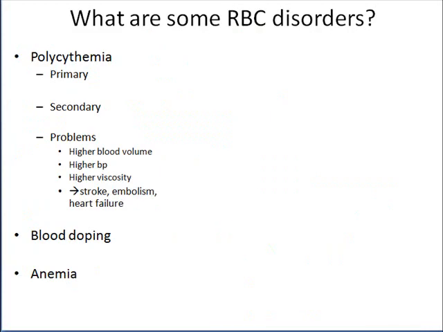Let's talk very briefly about a few problems that can arise if I'm not making red blood cells appropriately, or if I'm making too many of them. The first condition we'll talk about is polycythemia. This means too many red blood cells are present. And the underlying cause of polycythemia can either be what we call a primary cause or a secondary cause. Primary causes mean that there's something actually wrong with the stem cells that make the red blood cells.